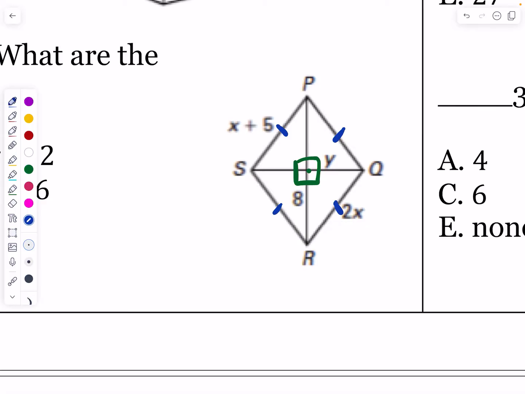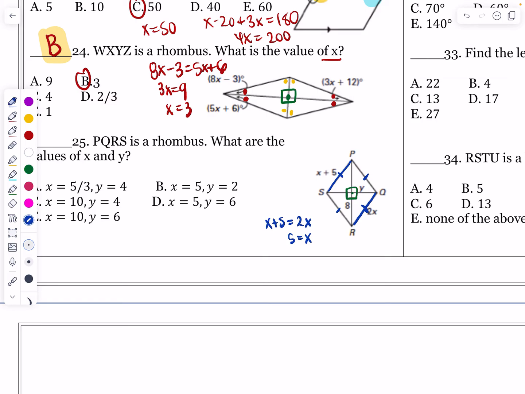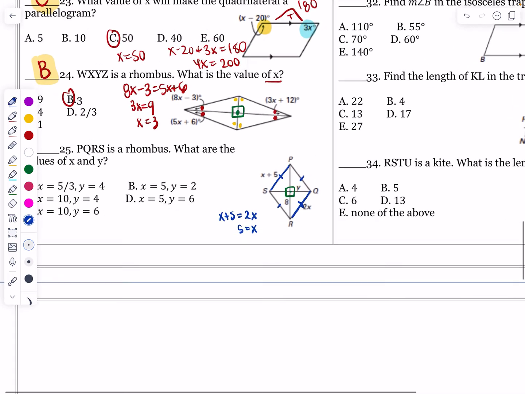So what can I do with these two expressions for X? I can set X plus 5 equal to 2X because those sides are not only opposite to each other, but even if they weren't opposite, they'd still be congruent. So X is going to be equal to 5. So which of these does not say X equals 5? These 3.